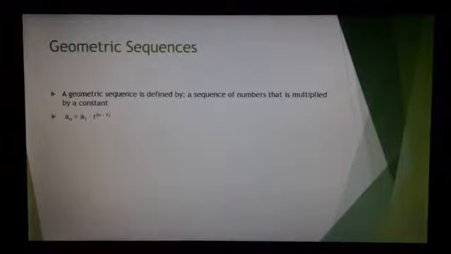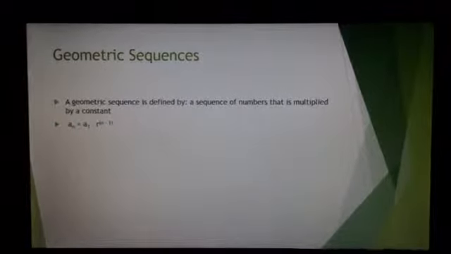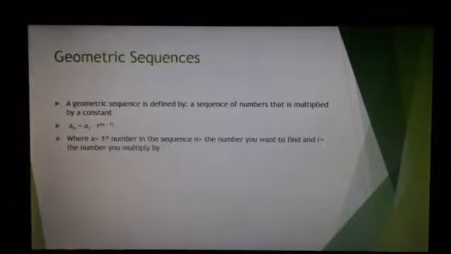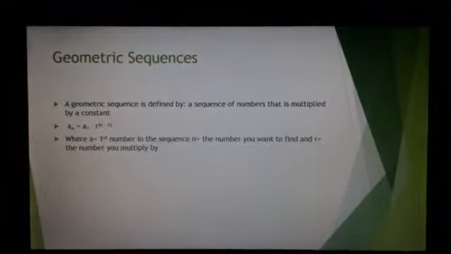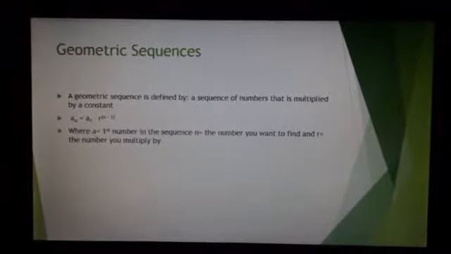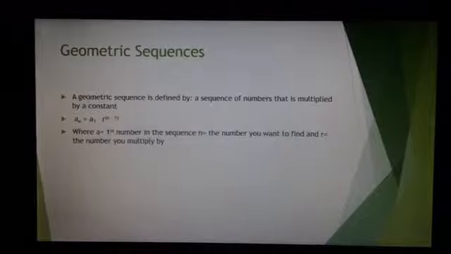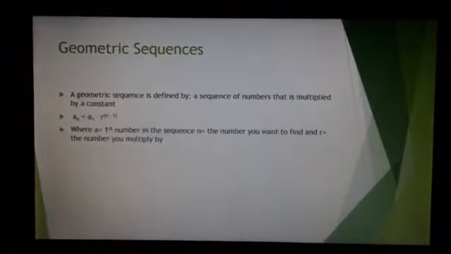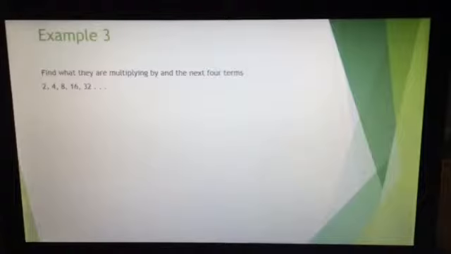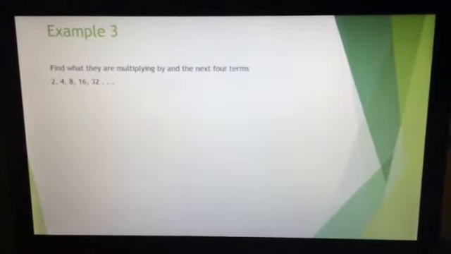So the equation for a geometric sequence would be a_n equals a_1 times r to the n minus 1. The variables in the equation are basically the exact same as with an arithmetic sequence. So n would be the term number that you would want, a_1 would be the first number in the sequence you're trying to solve for, and the only difference is r. r would be the number you multiply by, whereas in arithmetic sequences, d was what you added or subtracted by. Example 3. In this sequence, we're going to find the next 4 terms and what they're multiplying by.